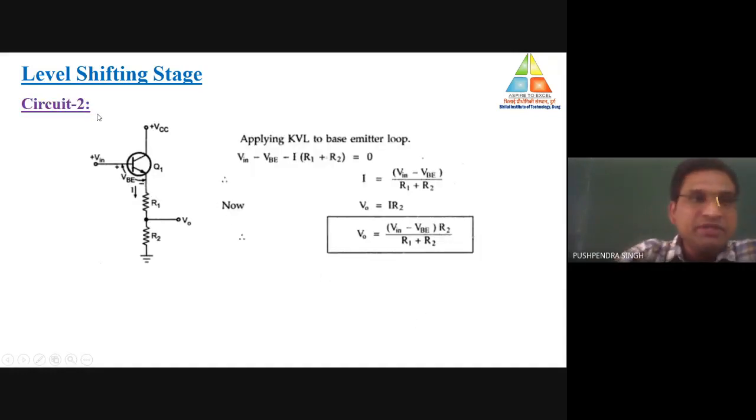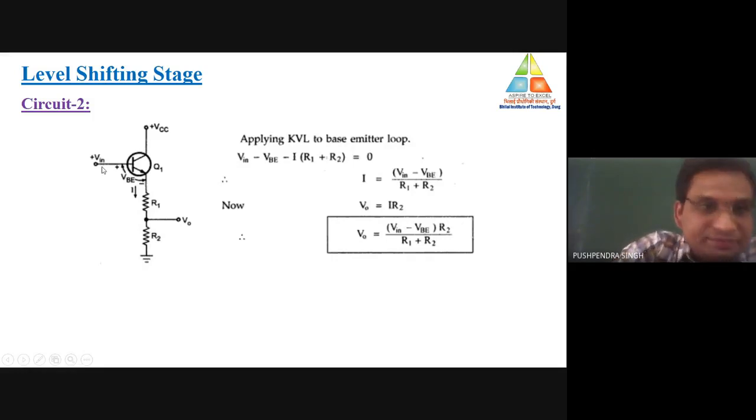For that purpose, we are moving to circuit number 2. In circuit number 2, we connect a potential divider circuit. Here, two resistances R1 and R2 are connected at the emitter terminal of the transistor, and by varying the values of R1 and R2, we may change the value of the output as per our requirement.